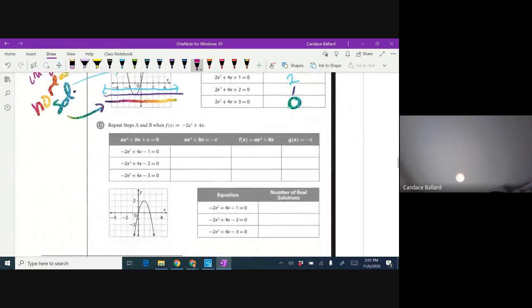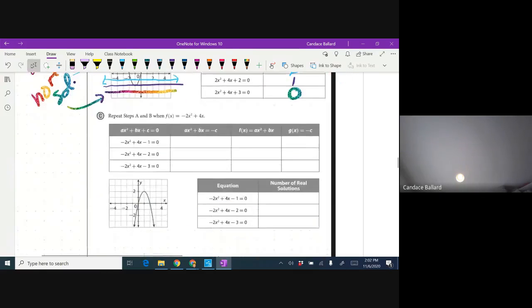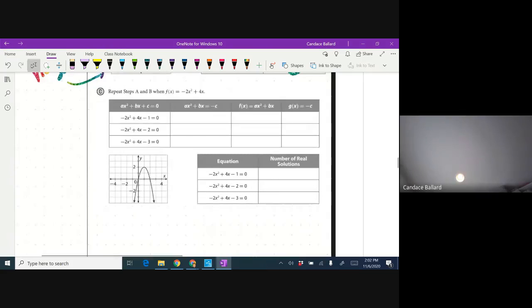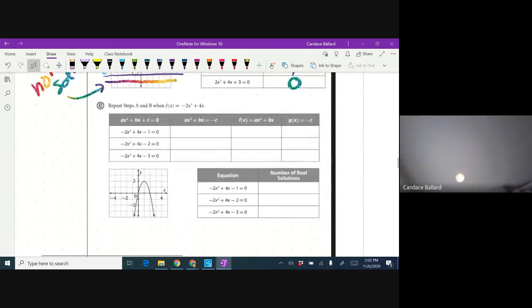All right, we're going to do the same thing we did in A and B for C. Only what's different about this graph compared to the other graph? What's the big difference? Tell me in the chat. Compare the graph in C to the graph in B. What's the difference?